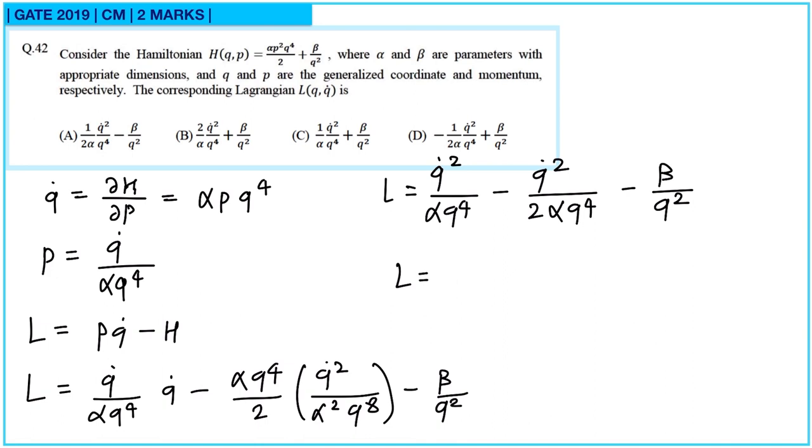So L is equal to 1 minus half is half. So Q dot square upon 2 alpha Q raised to 4 minus beta upon Q square. So here option A is correct: 1 upon 2 alpha Q dot square upon Q raised to 4 minus beta upon Q square.